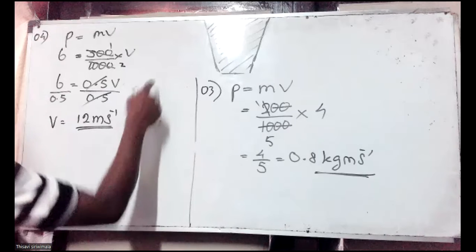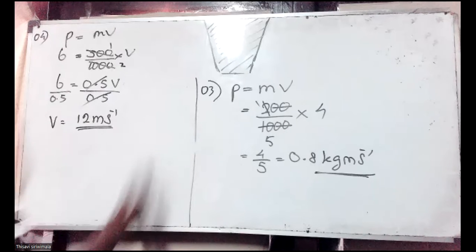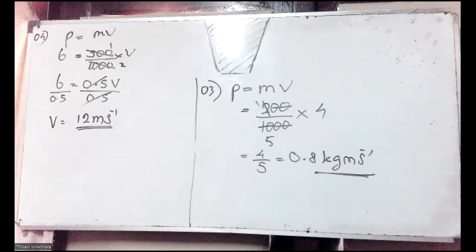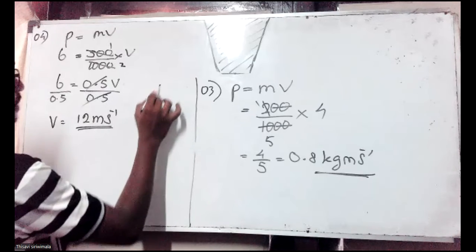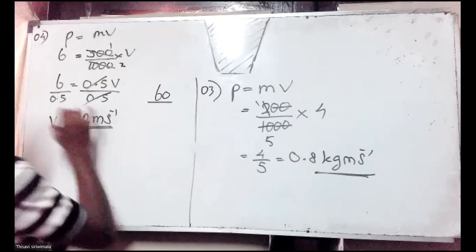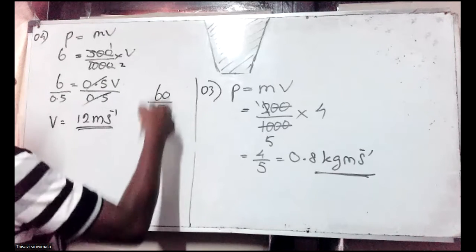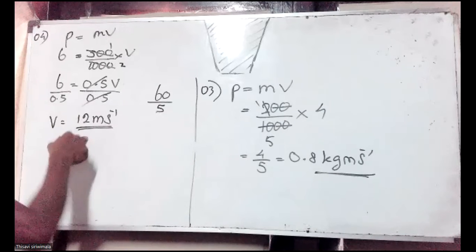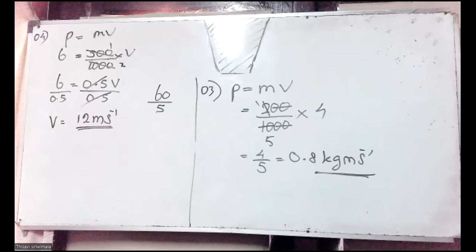We cannot divide like this. So the numerator and the denominator both have to be multiplied by 10. So 6 into 10 is 60, 0.5 into 10 is 5. So 60 divided by 5 is 12. Okay, that's question number 4.